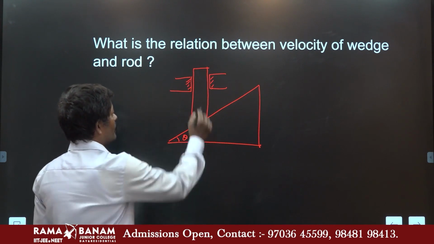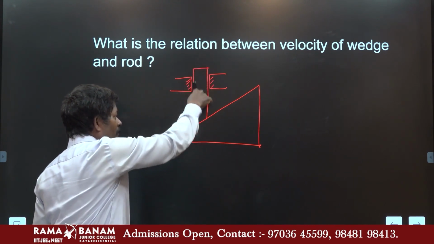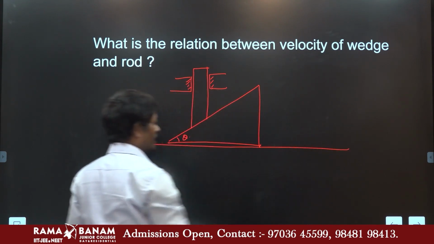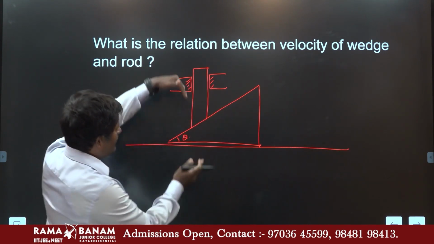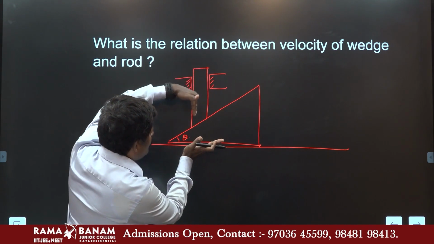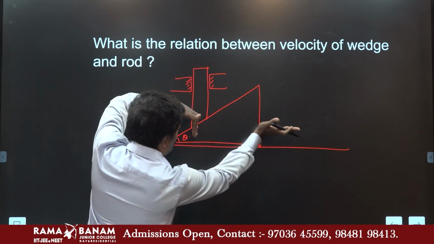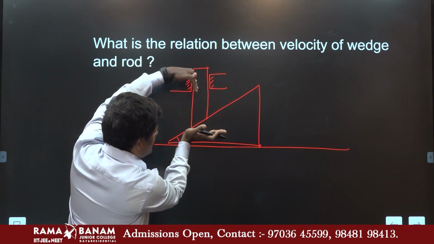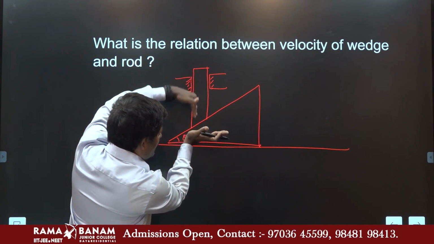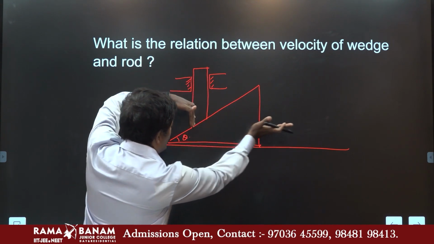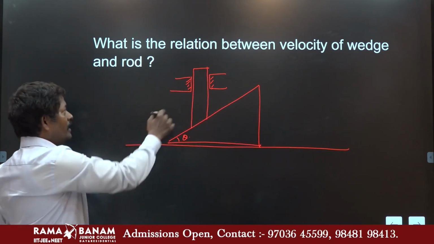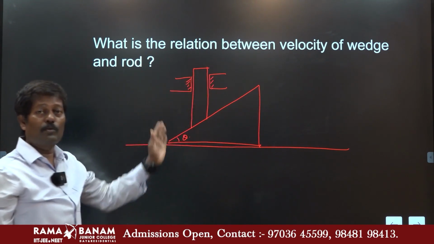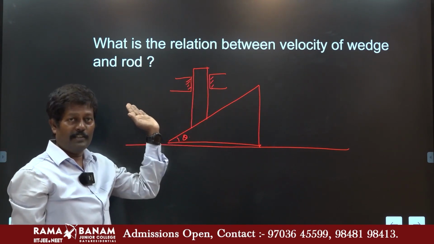Now this rod is constrained to go vertically down, the wedge is constrained to go horizontally. Again I am repeating here, rod is constrained to go vertically down, wedge is constrained to go horizontally. Why does the rod have to go vertically down? There are walls which don't allow the rod to go either right or left side.